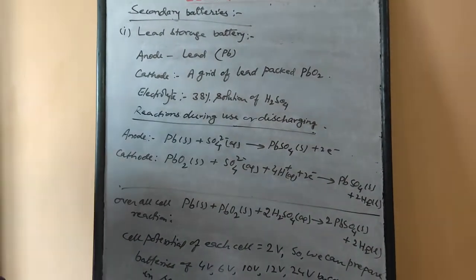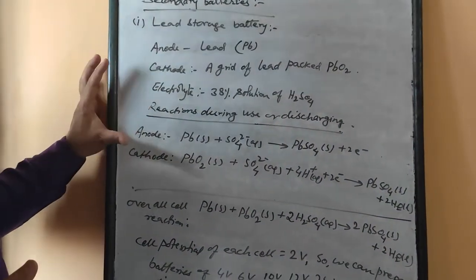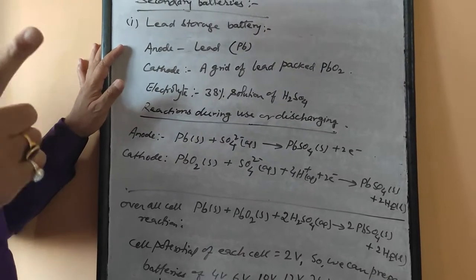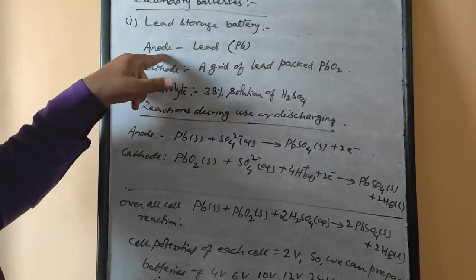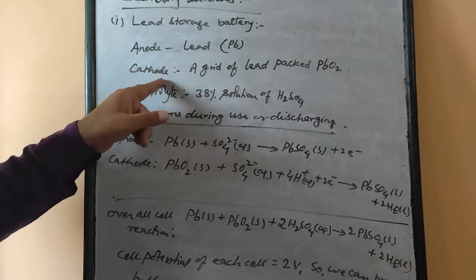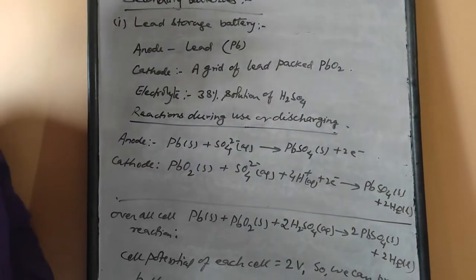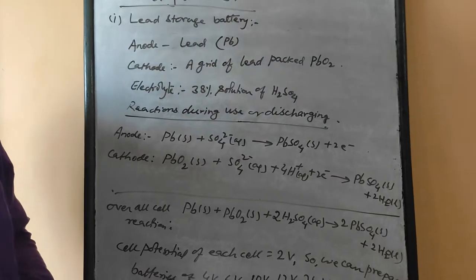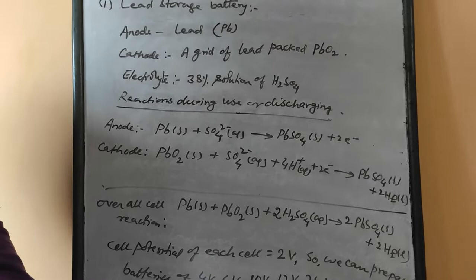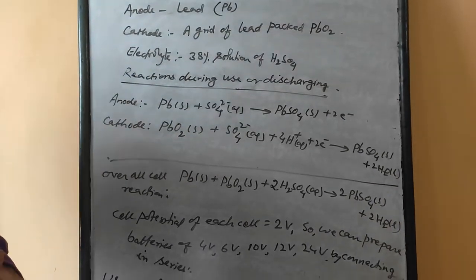Now come to the detail. Learn and write all this in your copy. After the school reopens, I will check that. Now write: the anode is lead. The cathode is a grid of lead packed with lead dioxide, PbO2. The electrolyte is a 38% solution of H2SO4. Now the reactions during use or discharge.